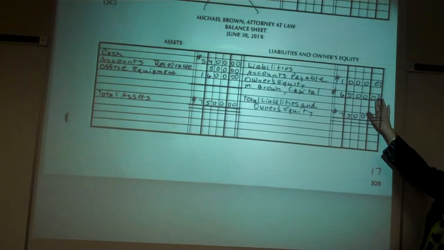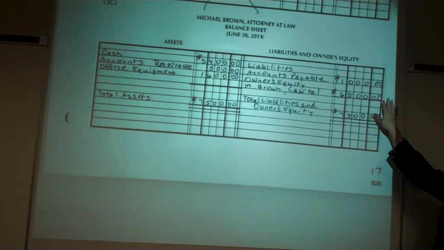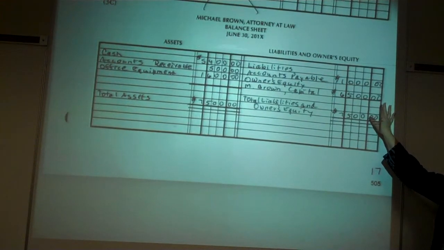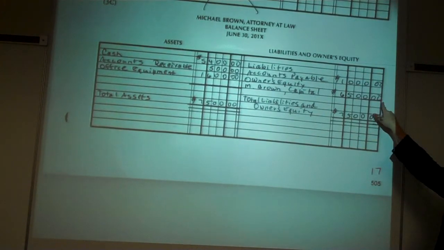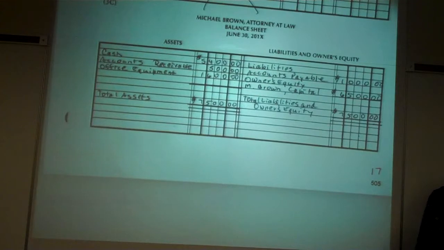Well, this number is from the statement of owner's equity. That's why we do those financial statements in that order. Income statement to tell us whether we had a net income or a net loss. Statement of owner's equity to give us our ending capital, and then the balance sheet.